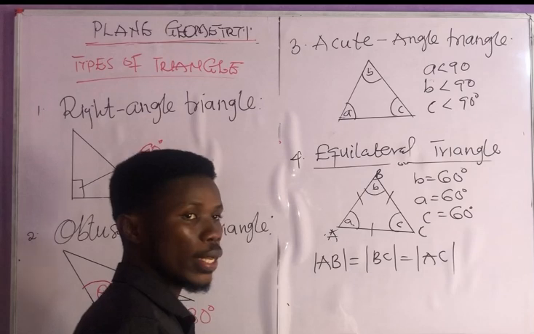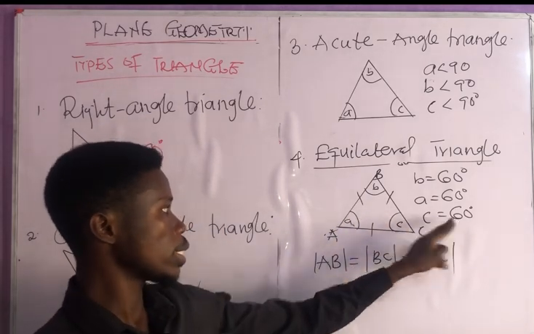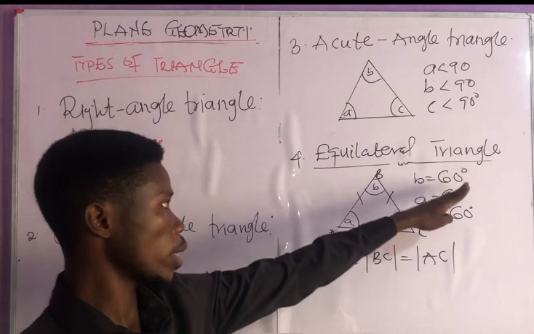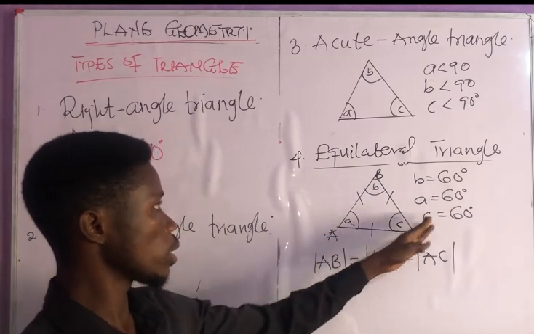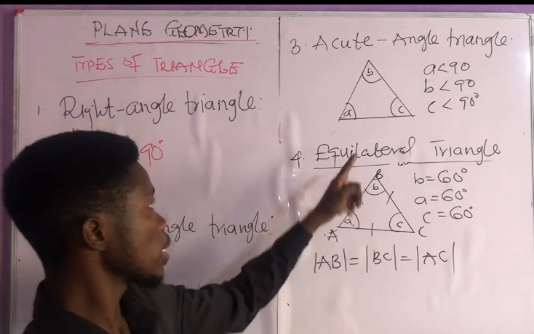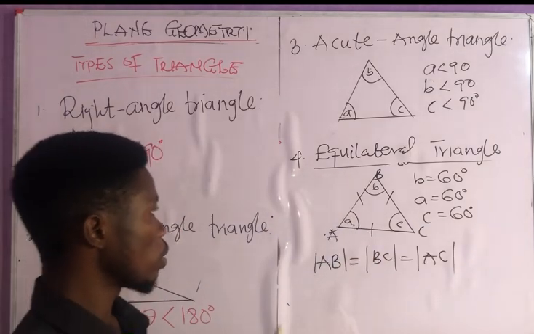You have already said that when I add them together, I will get what? 180. So for an equilateral triangle, all the sides are equal, and the angles too are all what? 60 degrees. It means that it is what? An acute angle. Very good.